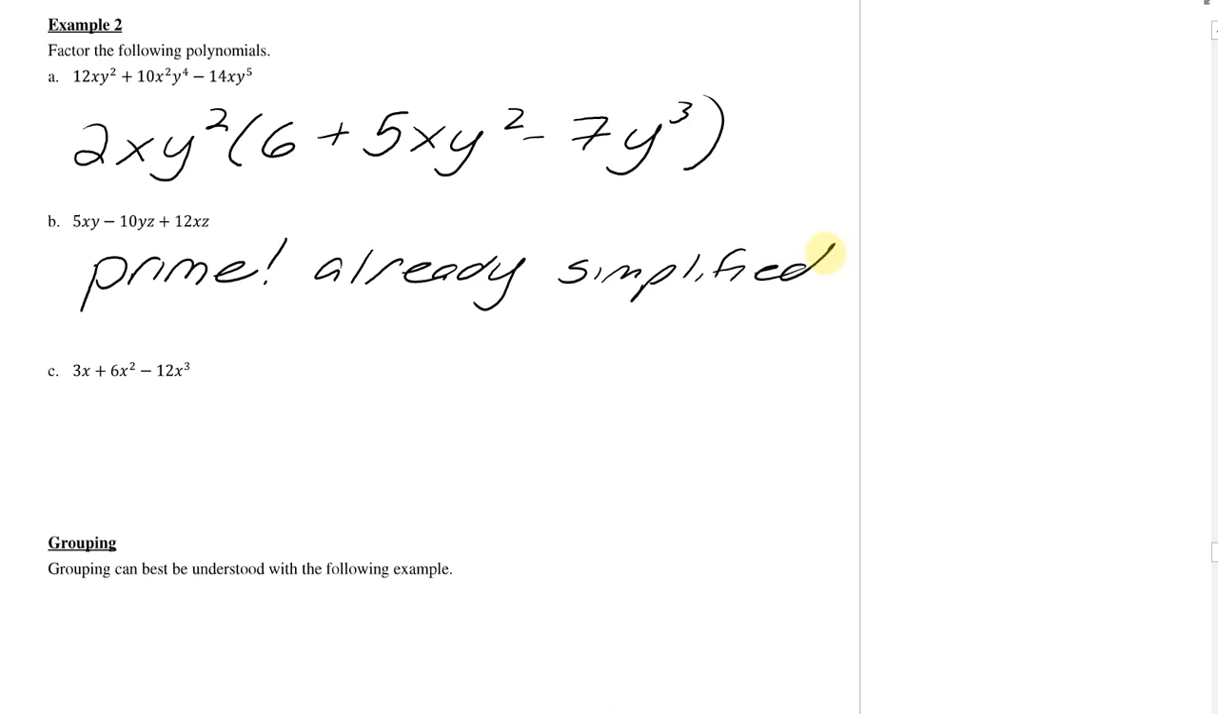Okay, so what about this last one? Now notice I've got x in everything, so I just want to choose the smallest x. So this will be 3x, and then to factor that out, this becomes 1 plus 2, minus, minus 2x, sorry, my bad, minus 2x minus 4x squared.